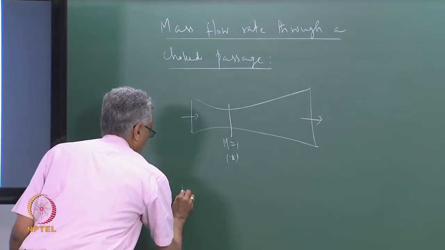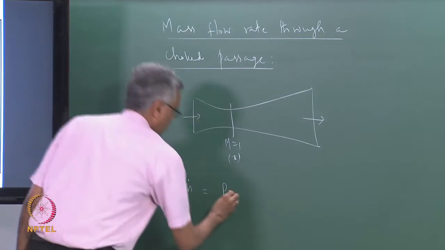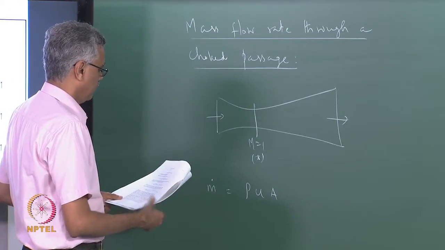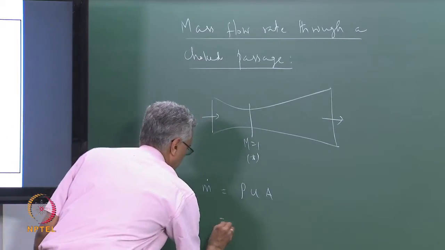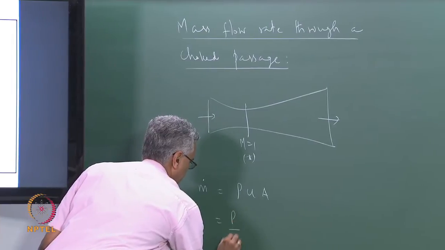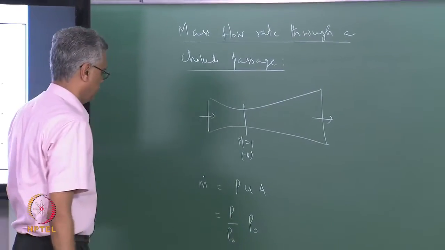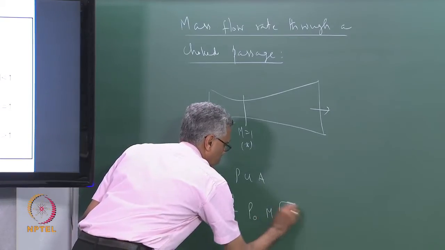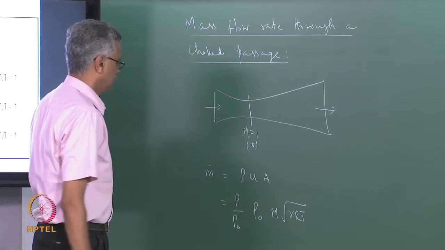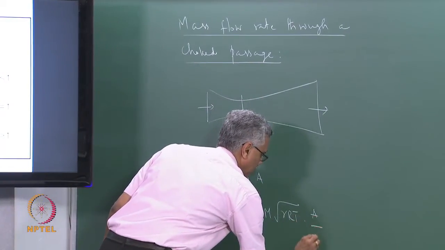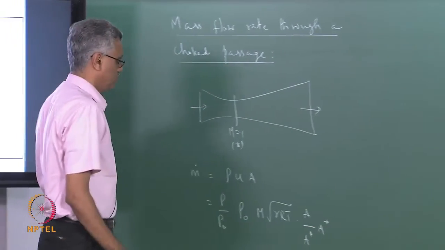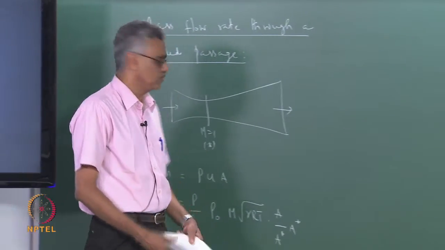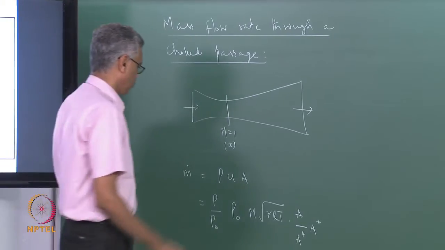So, I start by writing my m dot. m dot is nothing but, at any section, rho times u times area at the section. If I write this in terms of known quantities, for example, I can multiply and divide by rho naught and write this as rho over rho naught times rho naught, and the u I can write as the Mach number times square root of gamma RT, the speed of sound, and the A I can write like this, A over A star times A star. Since the flow is choked, I can write this as A over the cross sectional area where the flow chokes times A star. A star is the location where the Mach number reaches 1.